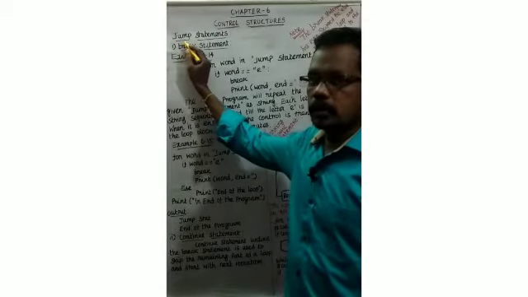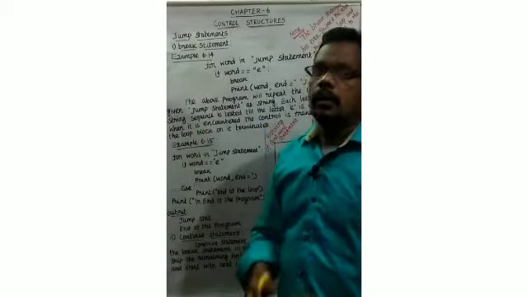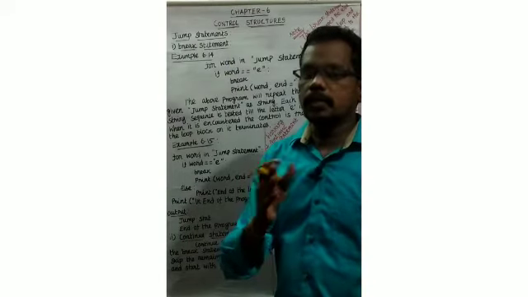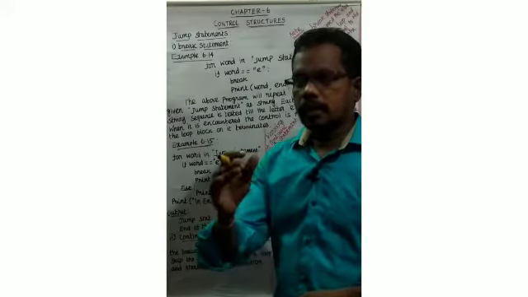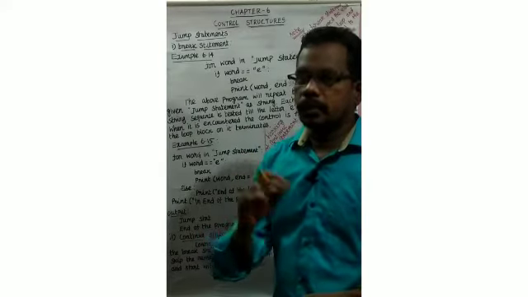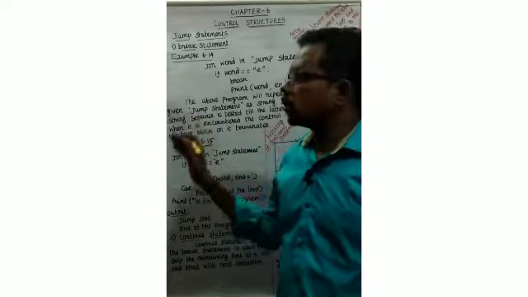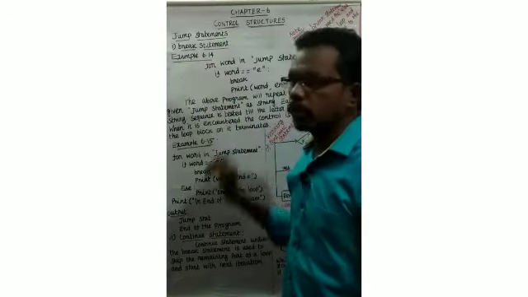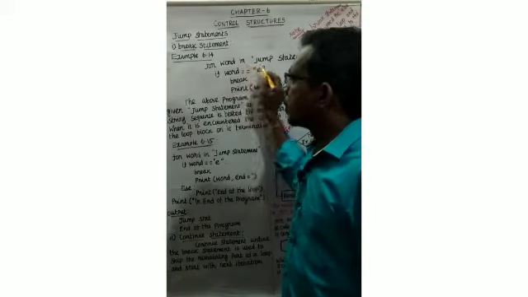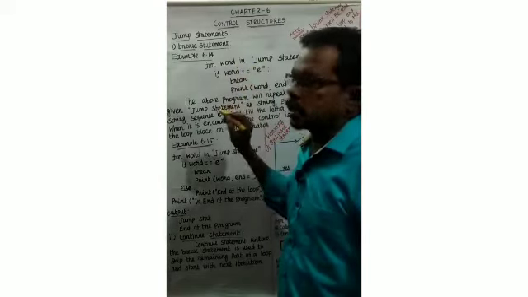Next topic: jump statement. Already we saw that jump statements can be classified into three types. First one is the break statement, second one is the continue statement, third one is the pass statement. Now we can see one example of the break statement. Example 6.14, using the for loop with the break statement.